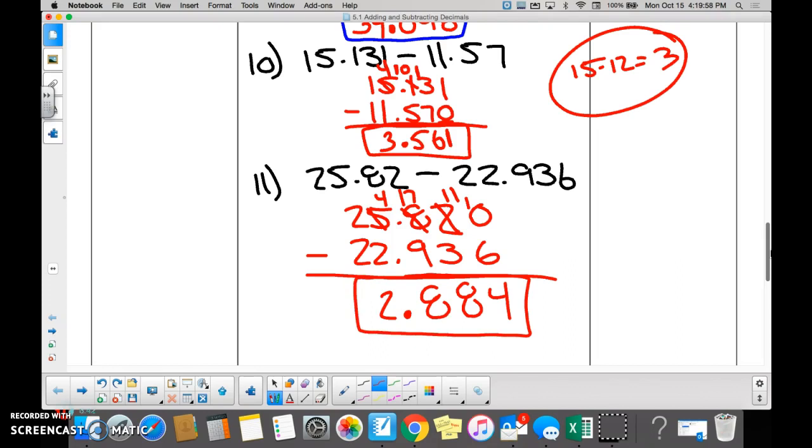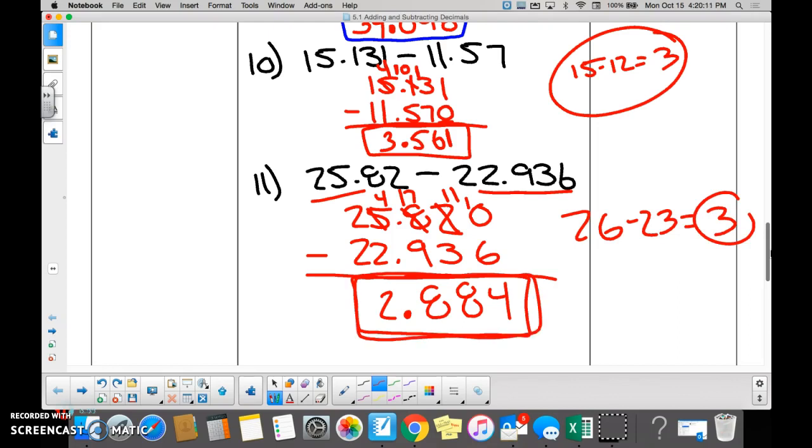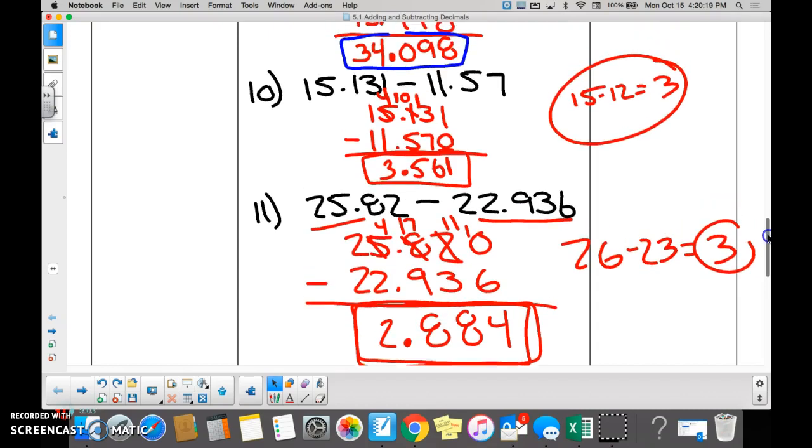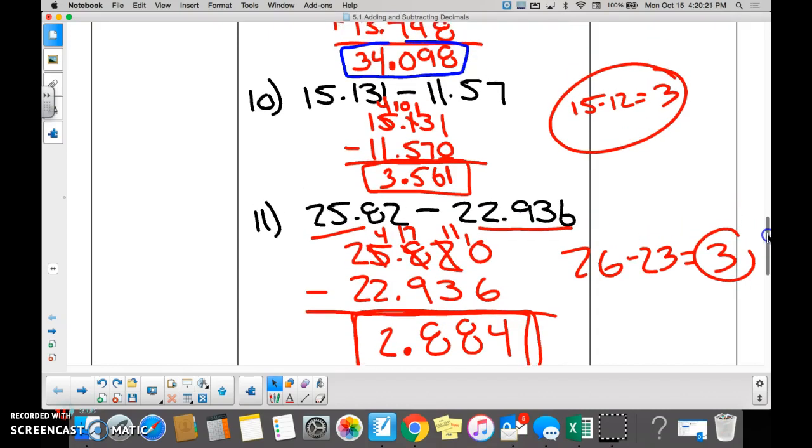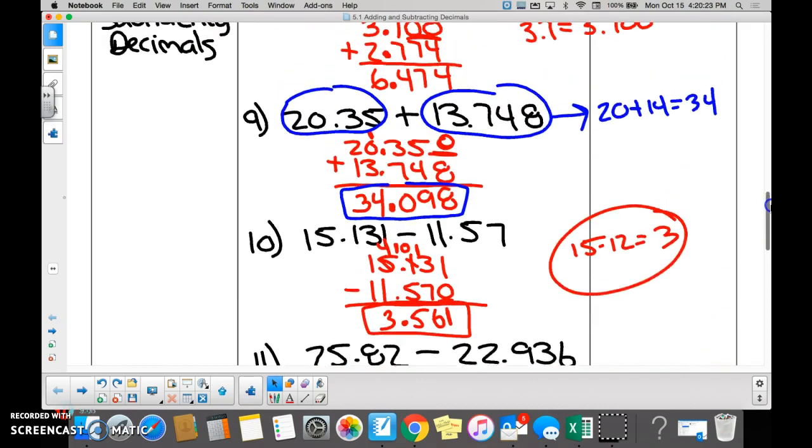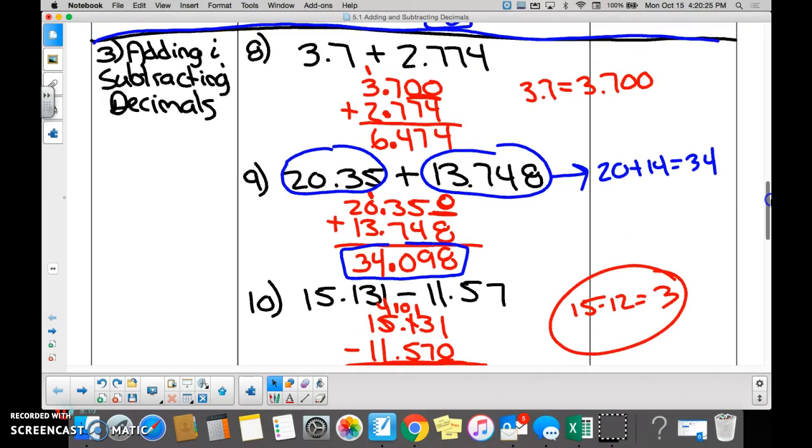Just do a quick check. 25 and 82 hundredths is about 26. 22 and 936 thousandths is about 23. 26 minus 23 is 3. 3 is really darn close to 2 and 884 thousandths. I must be on the right track. So, really important, line up the decimal points, make sure you understand what borrowing and carrying is, and then check your answers with estimating either before you do the problem or after you finish the problem. Those would be my keys to adding and subtracting decimals.